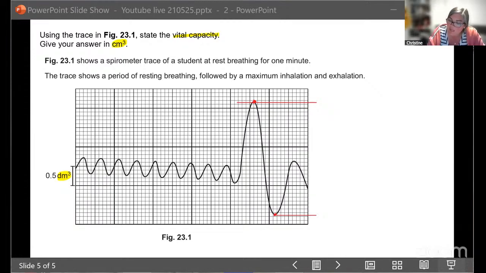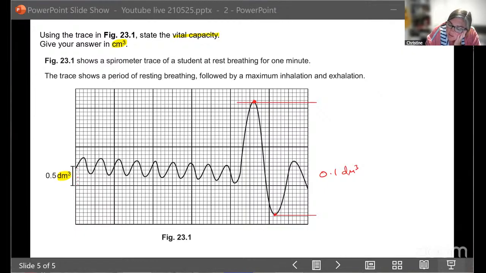Right, so now I'm going to remove my ruler. I've got my lines, and now I need to look at how many of these squares are going in between. If I know that 5 of these is 0.5, I therefore know that each one is 0.1 decimeter cubed. So straight away, I've got that part of it that I need to use to help me answer this question, and then I do the conversion. So it is about those different parts together.